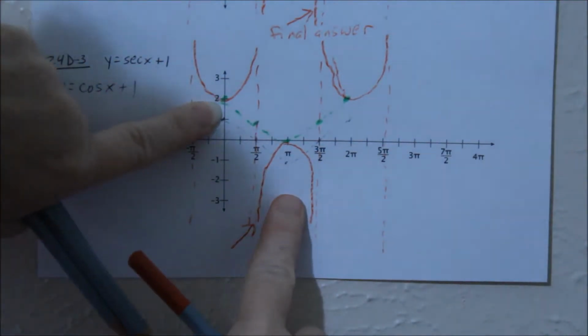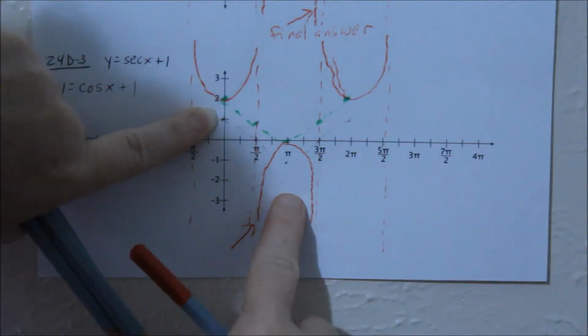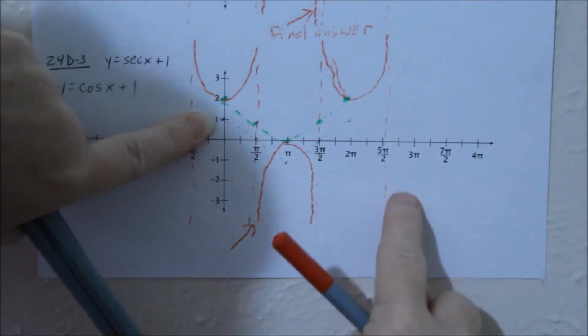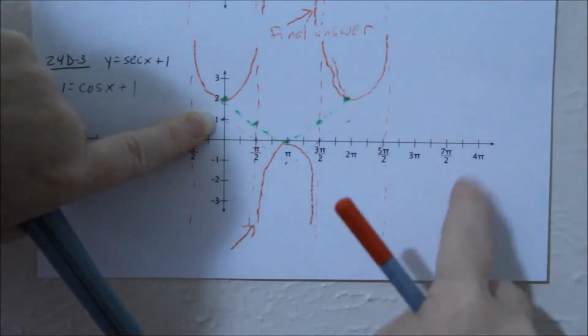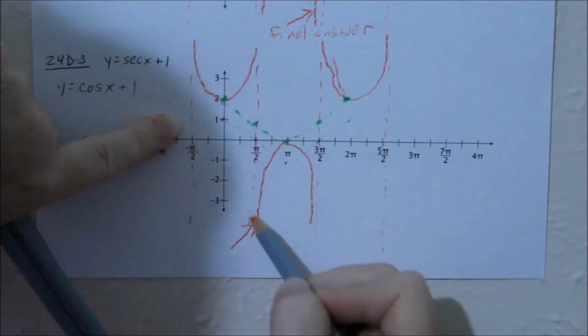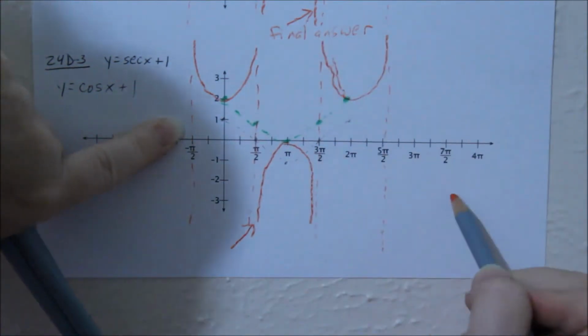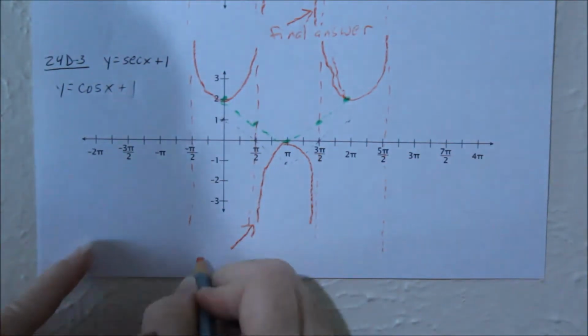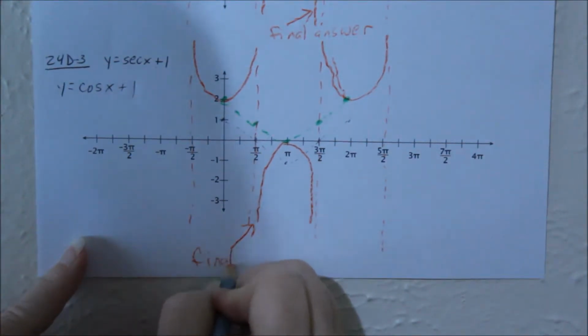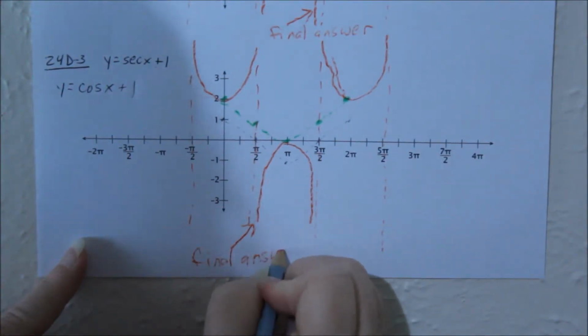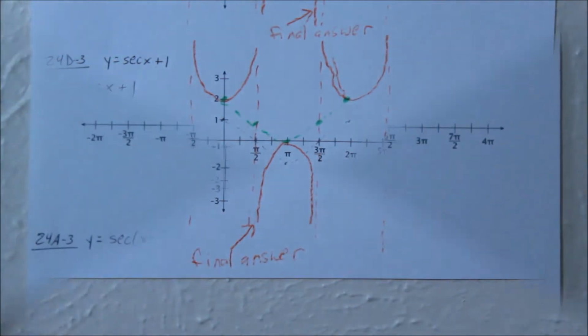This and this is one period. After that it will start repeating. Then you have this, and then you would be back like a mountain. It would just keep repeating itself. So this would be one period, and then now it's repeating itself, this again, and so forth. So this red is your final answer. And again, I recommend you label your final answers.